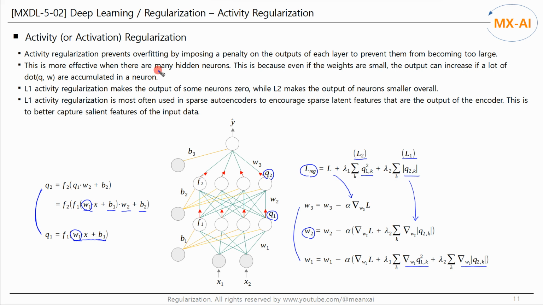This is more effective when there are many hidden neurons. This is because even if the weights are small, the output can increase if a lot of the dot product of Q and W are accumulated in a neuron. L1 activity regularization makes the output of some neurons 0, while L2 makes the output of neurons smaller overall. L1 activity regularization is most often used in sparse autoencoders to encourage sparse latent features that are the outputs of the encoder. This is to better capture salient features of the input data.